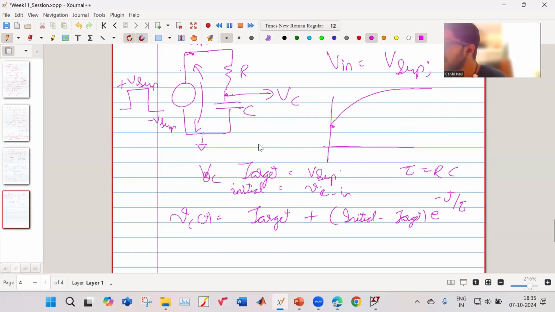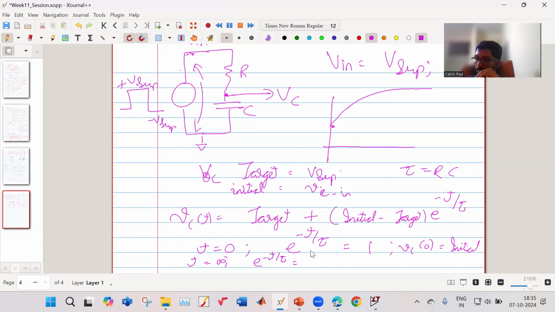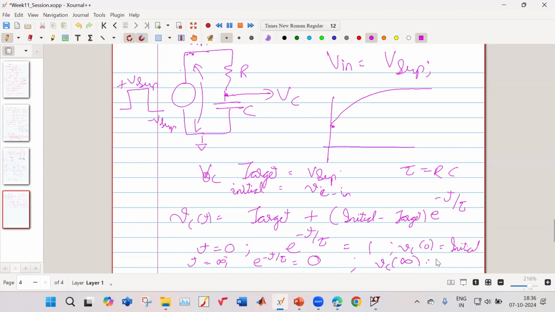So now, how do we verify this equation? When T is equal to 0, what will be e to the power minus T by tau? It will be 1. So what is your VC of 0 then? It will be the initial value. At T equal to infinity, what is your e to the power minus T by tau? It is 0. So your VC of infinity will be the target.